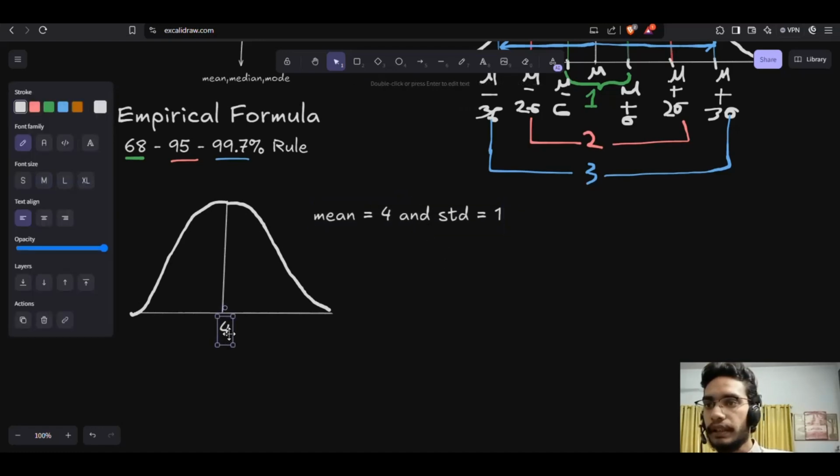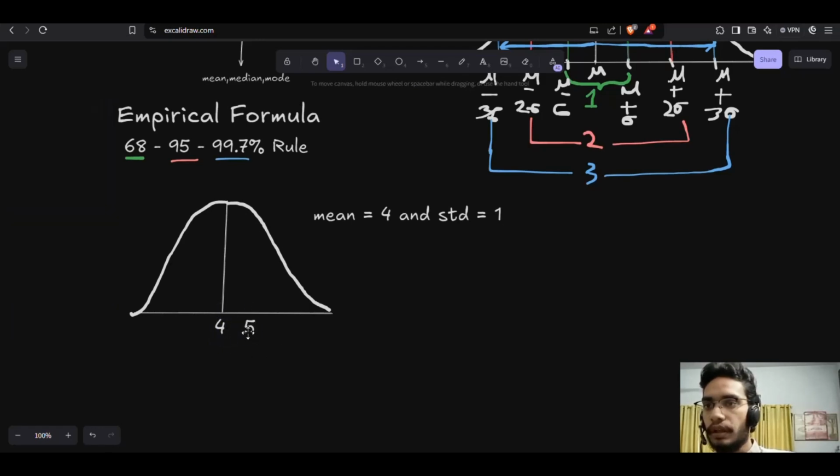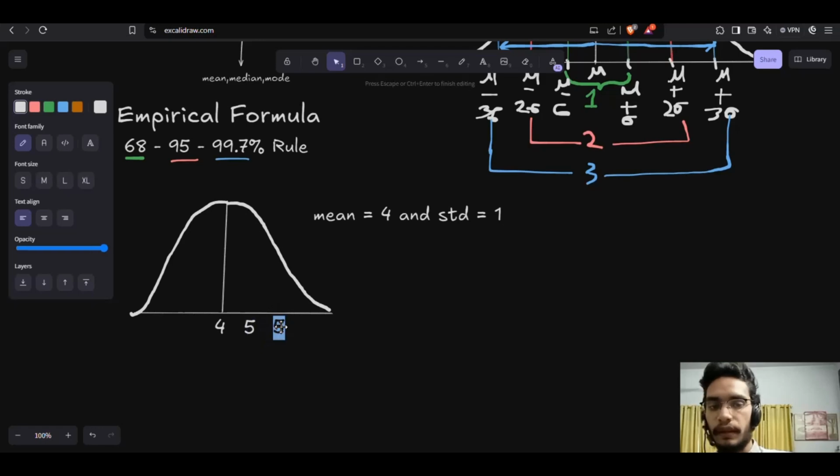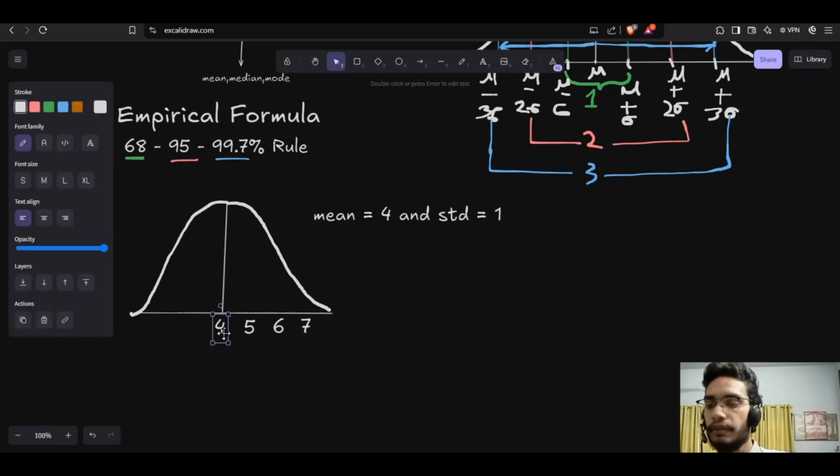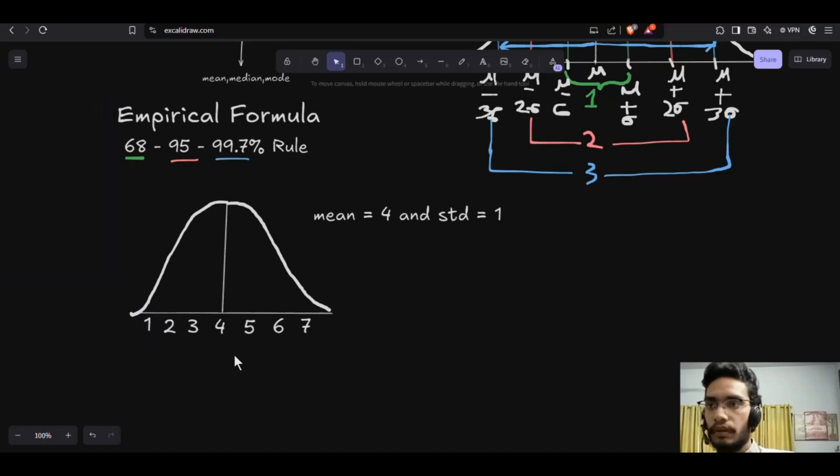So what does that mean? If this is my mean, then on the right side, at the first standard deviation, I have 5, and again this would be 6, and again this would be 7. From the left side, with the mean and standard deviation of 1, we'll have 3, and this would be 2, and this is 1. So this is your normal distribution and these are all your values.